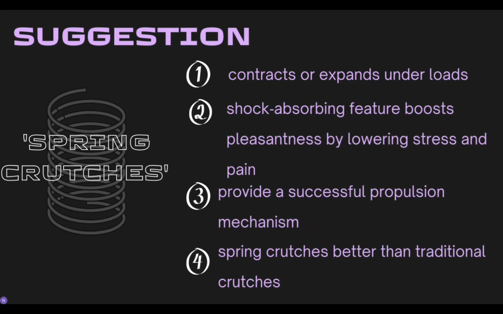An experiment conducted shows that the proposed method is effective, efficient, and insightful. The experimental results prove that spring-loaded crutches provide a successful propulsion mechanism which has not been found yet in other experiments of crutches. In addition to the shock-absorbing feature, the propulsion mechanism gives the spring-loaded crutches a further advantage over standard crutches. In conclusion, disabled people can choose spring crutches compared to old traditional crutches.